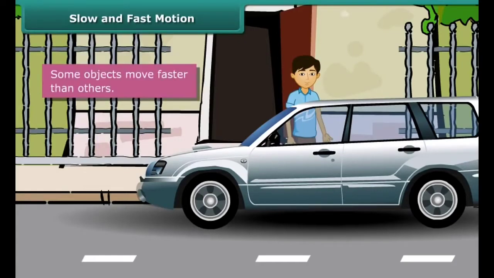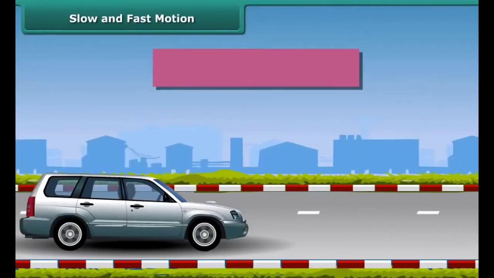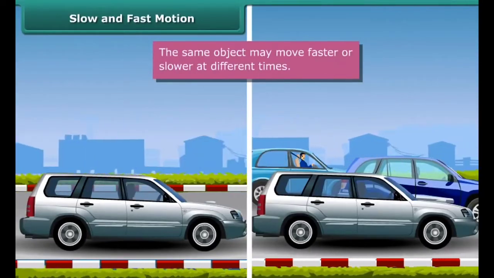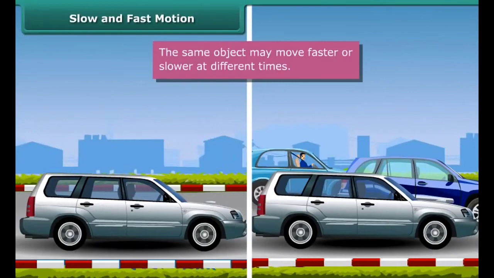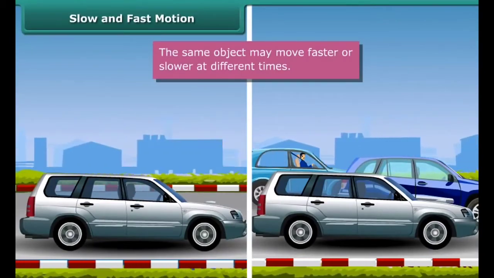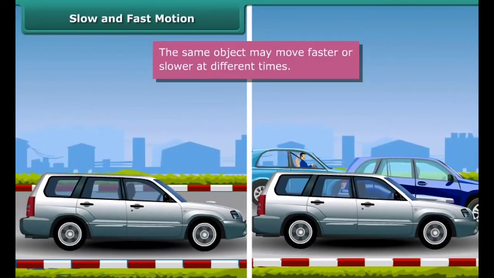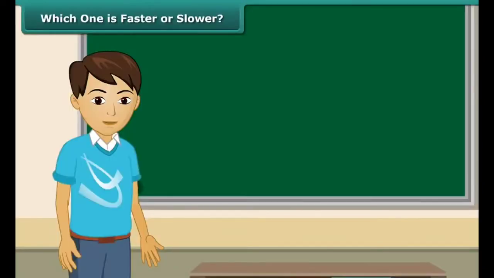Some objects move faster than others, and you choose the car here because a car can run faster than the other objects. But a car can run very slowly on a busy road and it can run fast on a very free road. Now the main question is which one is faster and which one is slower. To find this out, let us suppose an activity.